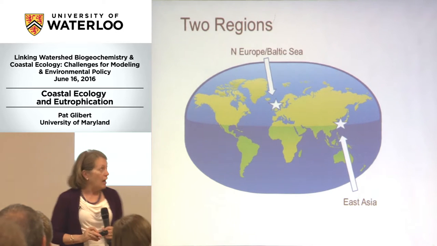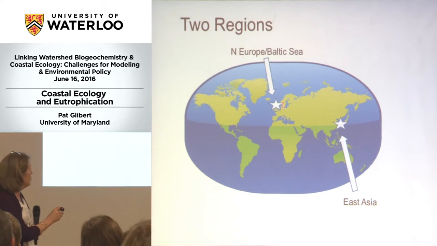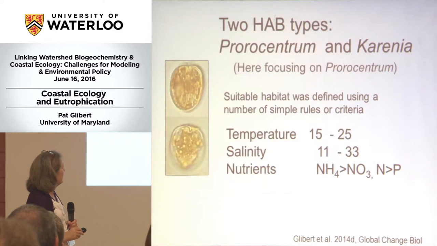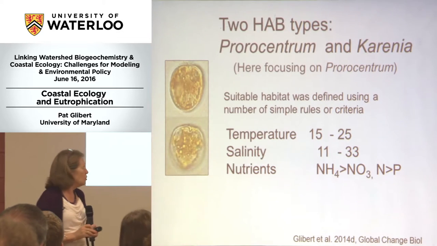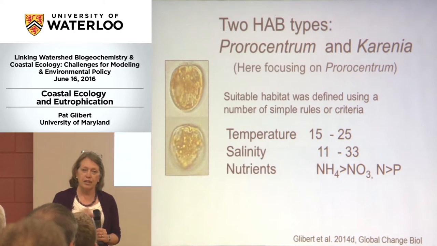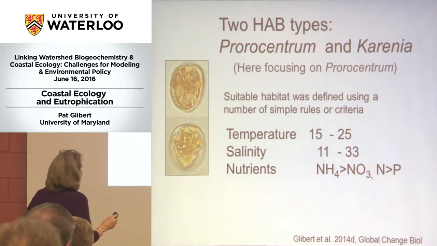We looked at two regions, Northern Europe, East Baltic Sea, and East Asia. And the two HAB types were Prorocentrum and Karenia. I'm only going to talk about the Prorocentrum results here.